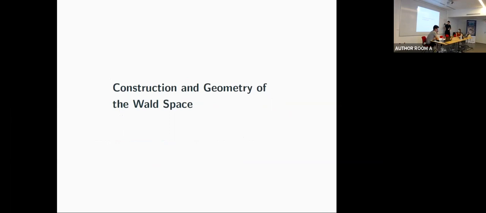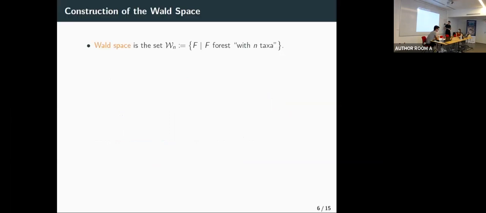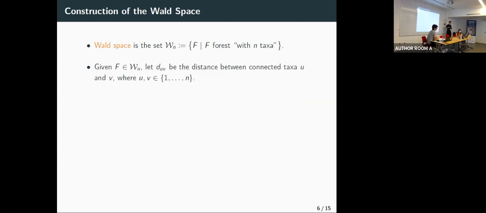Yeah, and let's do that. So we define the Wald space, which is for now just a set. It's a set of all those forests with n taxa, roughly speaking. And then what we do is, given such a forest, you could define a distance between taxa or species U and V in the forest, which are in the same connected component of the forest.